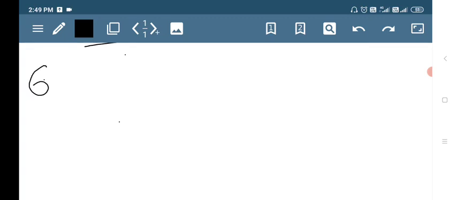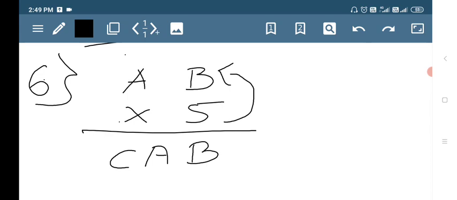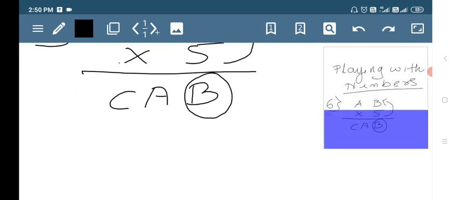Now let us go to the 6th question. The 6th question here is AB into 5 equals CAB. Here we see that the 5 should be multiplied with the value of B, and in the ones place we should get back the same B value, isn't it?